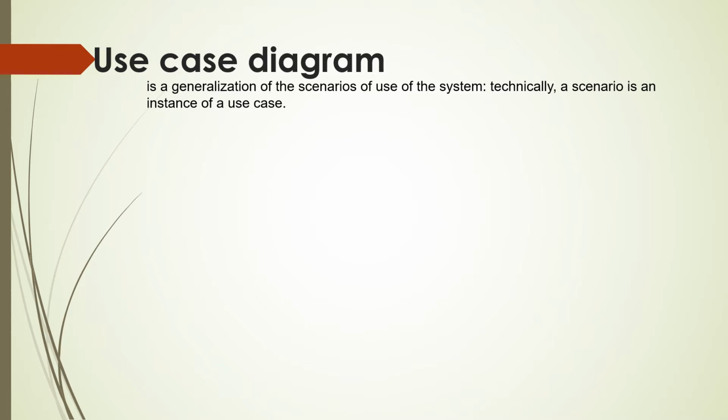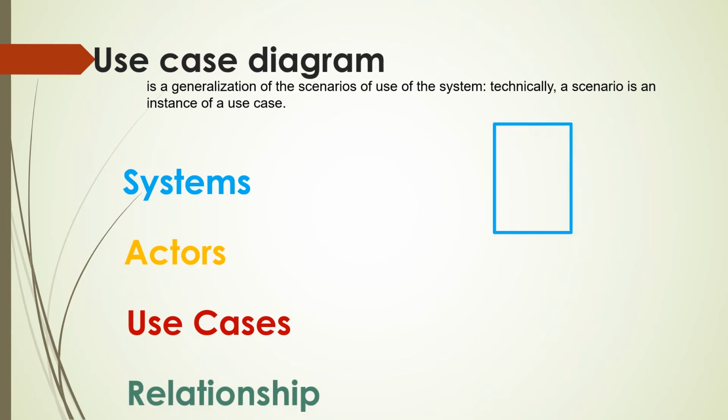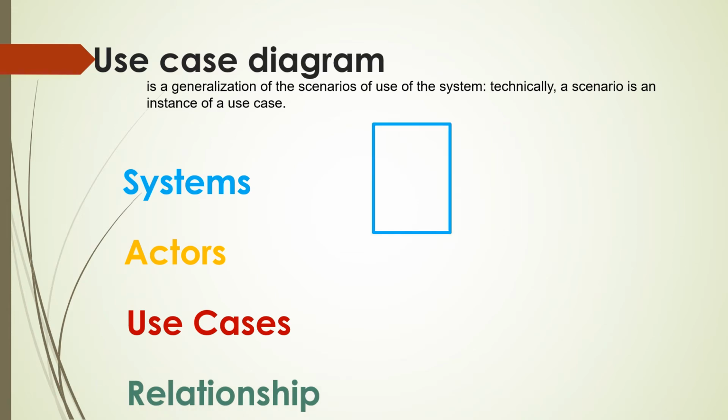Use case diagram is a generalization of the scenarios of the use of the system. Technically, a scenario is an instance of a use case. Use case diagram has 4 major components. These are the system, actors, use cases, and the relationship. System is represented by a rectangle while an actor is represented by a man. Use cases are represented by an oval shape, and the relationship is represented by a line connecting to each class.